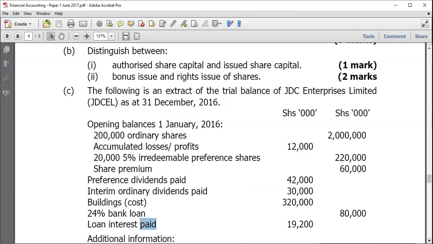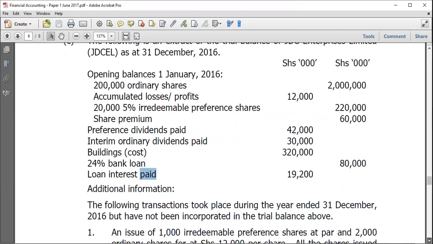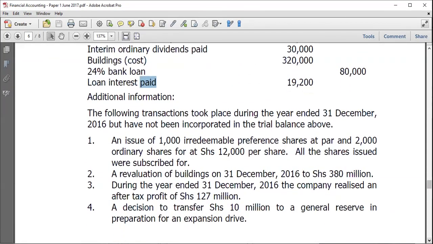And then down here, they give us also additional information. The additional information says the following transactions took place during the year ended 31st December 2016, but have not been incorporated in the trial balance. So they're telling us that there was an issue of 1,000 redeemable preference shares at par and 2,000 ordinary shares at 12,000 per share.